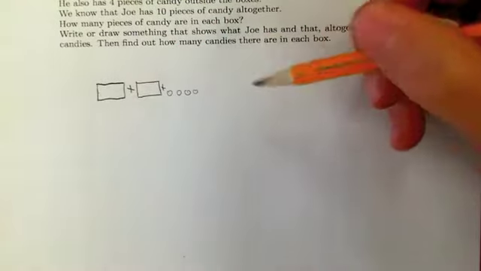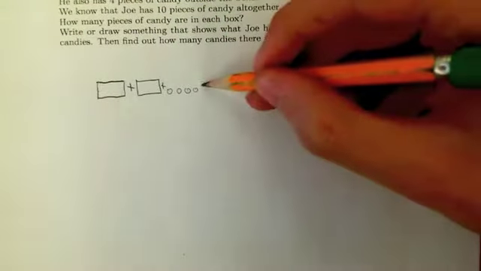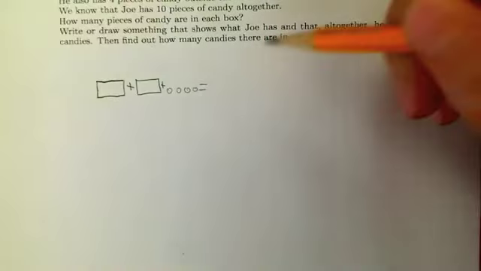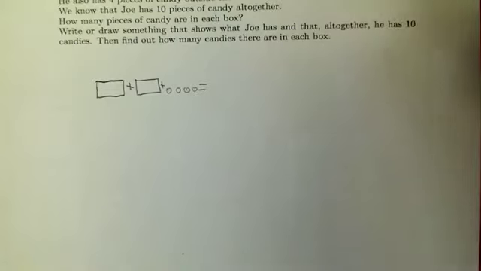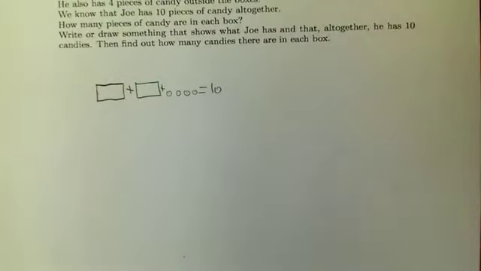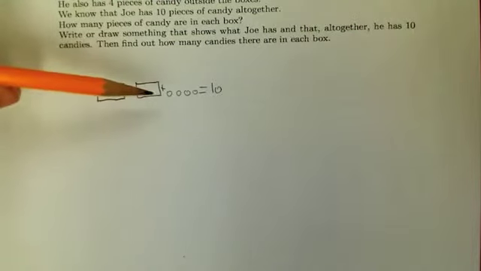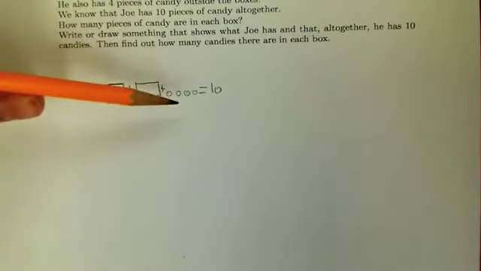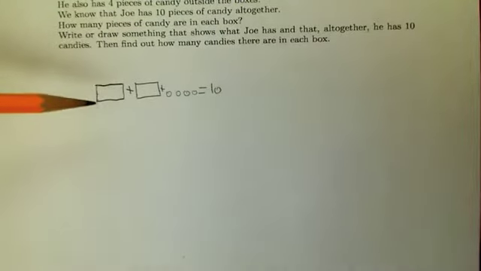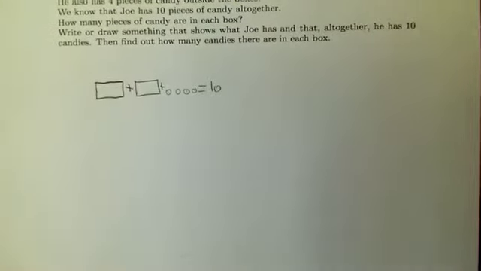And then an equal sign. Okay, where would you put the equal sign? After the 4 pieces of candy. And then what would be on the other side of that? The 10. Okay. All right, now you've got box plus 4 candies equals 10. Now, can you turn this representation into a mathematical representation?